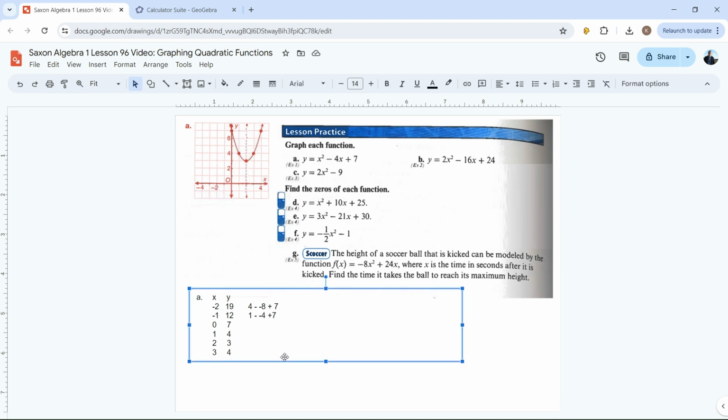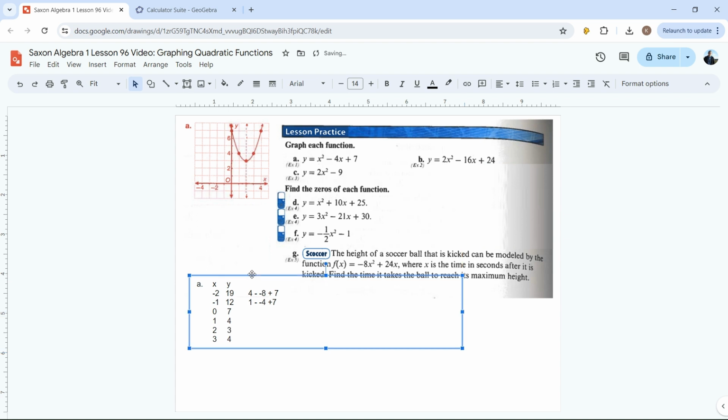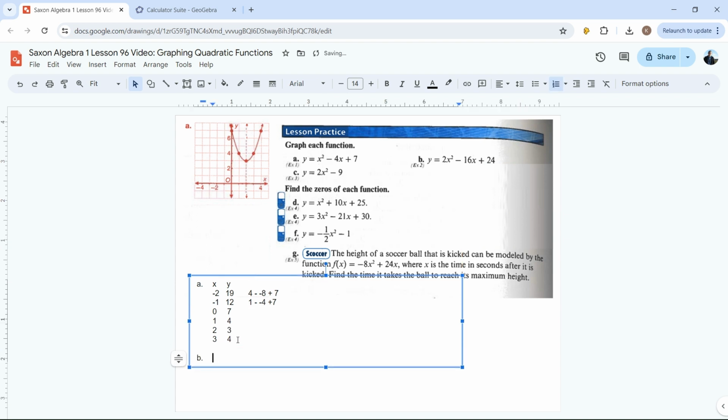All right, let's go on to letter B. I'm just going to move this whole thing up a little bit, and then we'll move on to B. Okay, so for letter B, we're going to do the same thing. For x and y, I'm going to start by plugging in -2, -1, 0, 1, and 2. And let's see what we get when we plug those values in.